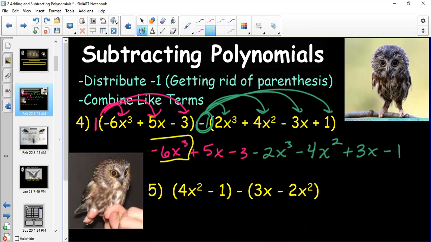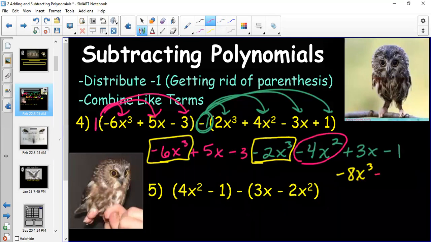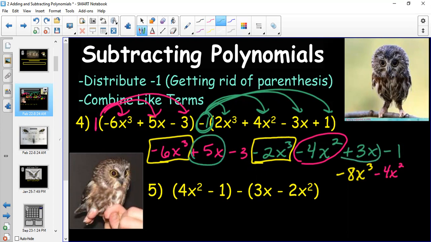So I would put my x to the third powers together. So a negative 6 and a negative 2 would be negative 8x to the third. And then I would put my x squareds together, which I only have 1, so minus 4x squared. Then I would put my x terms, so plus 5x and a plus 3x would give me 8x. And last I would put my constants together, a minus 3 and a minus 1 would give me a negative 4 there.